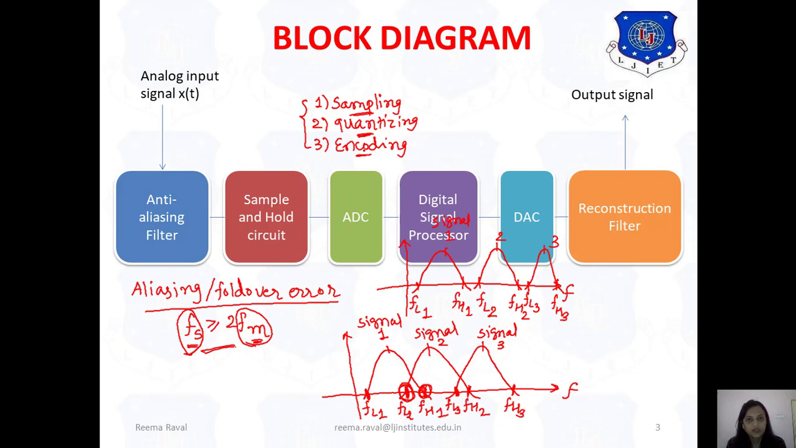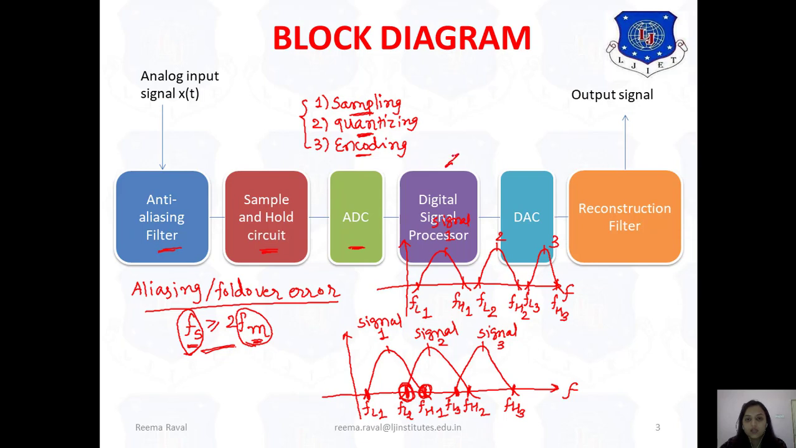So let us quickly revise that. The basic elements of the digital signal processing system block diagram include main 6 blocks. First one is the anti-aliasing filter. This anti-aliasing filter will remove the aliasing effect. Then the second block is the sample and hold circuit, which will sample the voltage levels from the received signal and hold that particular value. This will be given to the next block, that is ADC, analog to digital converter.